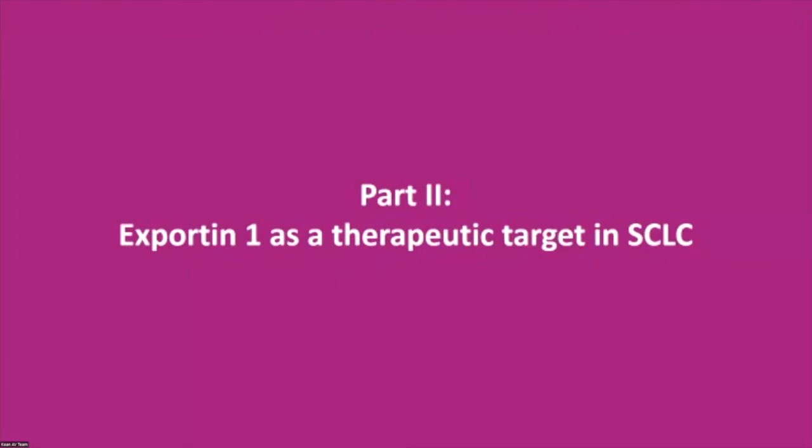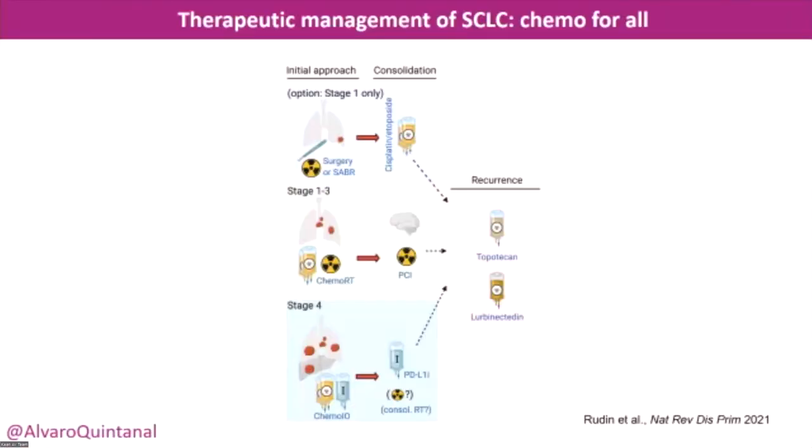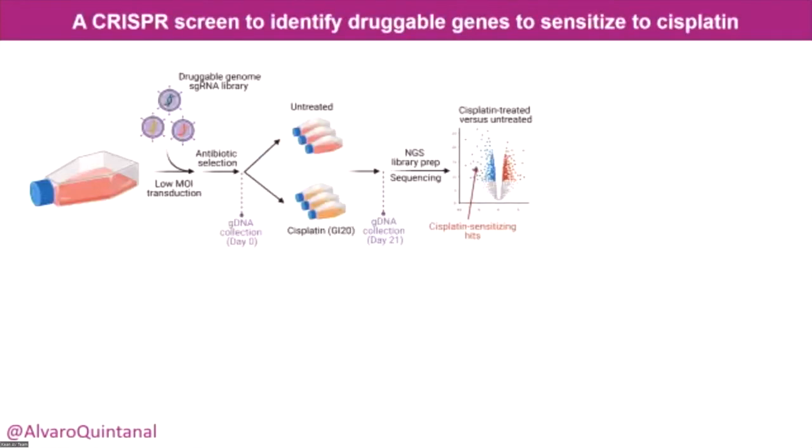So part two, as I mentioned before, most of these small cell lung cancer tumors, independently of the subtype, independently of anything, will be treated with chemotherapy in every case. And even though they will usually respond, they will develop resistance very quickly. So in order to maximize the response to chemotherapy, what we did was run a CRISPR screen where we would try to identify therapeutic targets that sensitize to cisplatin.